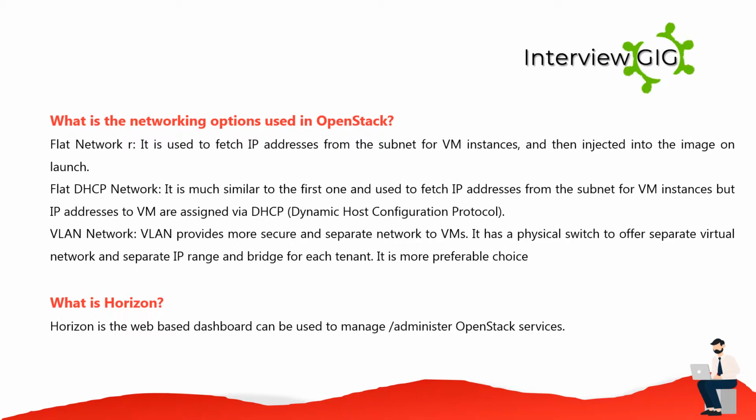VLAN network: VLAN provides a more secure and separate network to VMs. It has a physical switch to offer a separate virtual network and separate IP range and bridge for each tenant. It is the more preferable choice. What is Horizon?